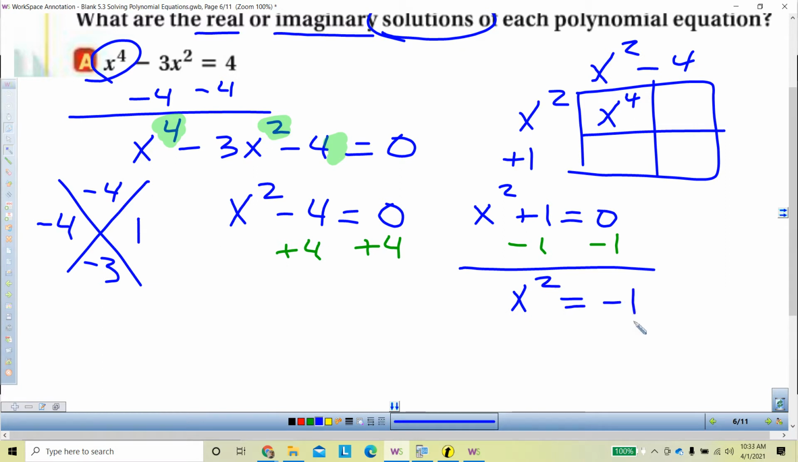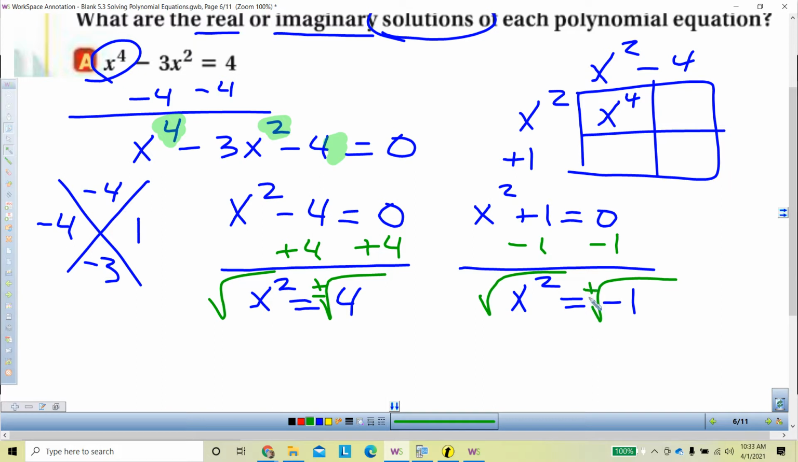Like right there, I have negative 1 on the right side, so I know I'm going to have imaginary. So like the 4th different kind of factoring we're doing now, right? It just gets weird. Square root both sides, don't forget plus minus. First one's easy, square root of 4 is 2, x equals plus or minus 2. What's the square root of negative 1 equal? I. So plus or minus i.